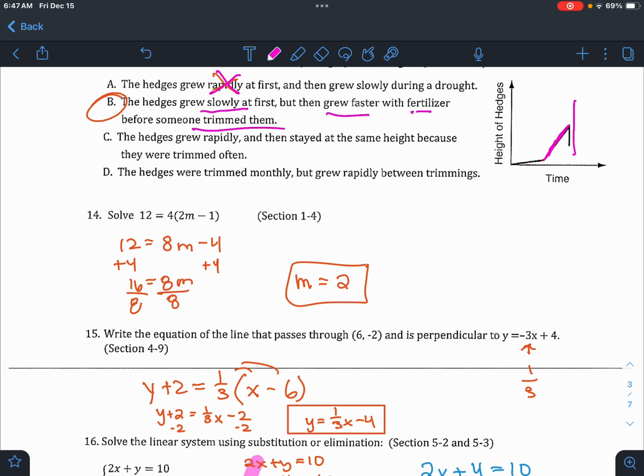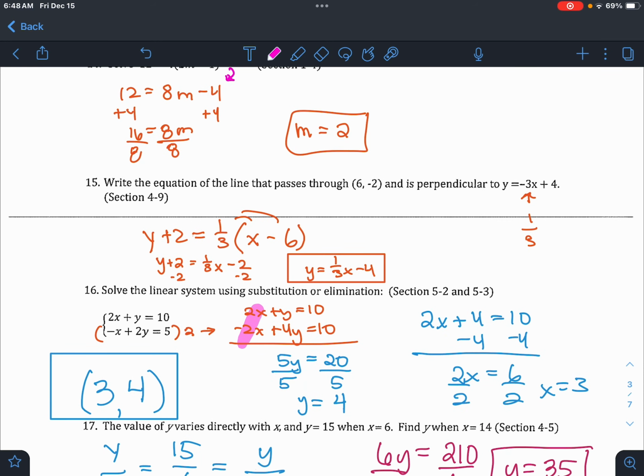On 14, this is a throwback to chapter 1. We first distribute. I have to evaluate my expression using PEMDAS. I do that first. And then I have to solve using SADMAP. I go backwards to isolate my variable. And we use this for the rest of the whole semester, right? We're always solving for a variable using this format. We evaluate first, and then we solve.